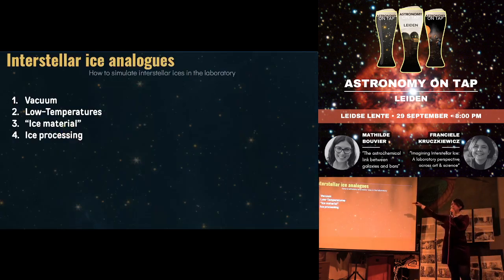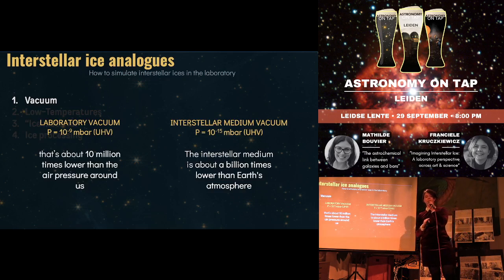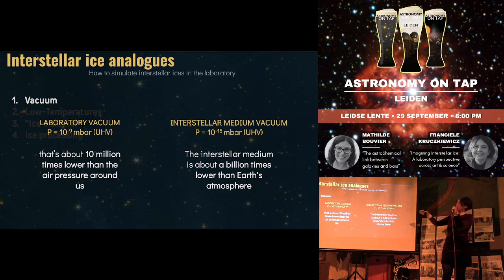And so these are the parameters that I'm usually interested to replicate in the laboratory. The first one is the vacuum, which per se is a very philosophical question. The vacuum that we have in the lab is about 10 to the minus 9 millibar, which is an ultra high vacuum. And this is about 10 million times lower than the air pressure around us. But the interstellar medium vacuum, where we are interested, is about 1 billion times lower than the atmosphere on Earth. So it's 10 to the minus 15 and 10 to the minus 9.